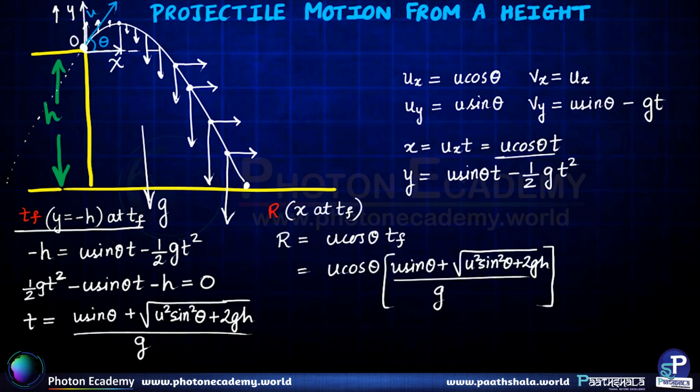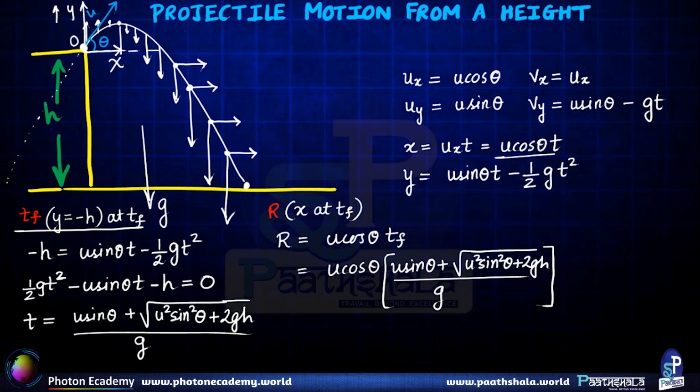In many numericals you may have the value of theta as a numerical value and the value of g as a numerical value, which is usually 9.8 meters per second square, sometimes approximated as 10 meters per second square, and the value of u as a numerical value. So it will be easy for you to find R as a number.